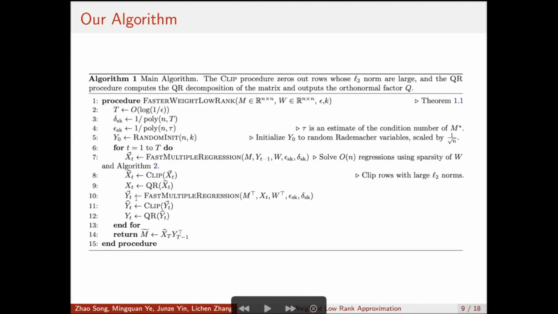Now I'm going to introduce our main algorithm. It starts by setting specific iteration counts and an accuracy parameter. Our algorithm enters a loop where it alternates between two steps for a predetermined number of iterations. In each iteration, it first performs a fast multiple regression using the current matrix, followed by a clip operation to zero out the rows with large norms, and then a QR decomposition. The process alternates between updating matrices X and Y. The algorithm outputs a matrix M tilde computed as the product of X_t and Y_{t-1} transpose.